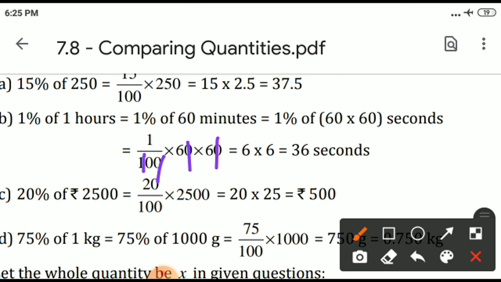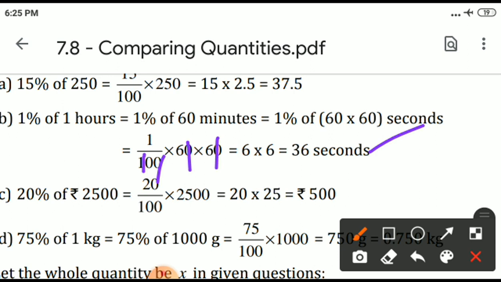It's 6 into 6. 6 into 6 will give you 36 seconds. Is it? That means 1 percent of 1 hour is 36 seconds. Not 1 minute or so, it is less than 1 minute. Don't say 1 percent of 1 hour is 1 minute, that is not possible.